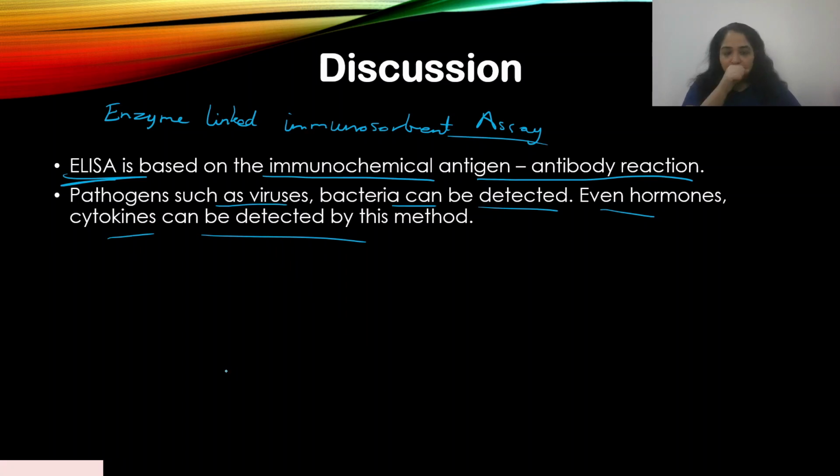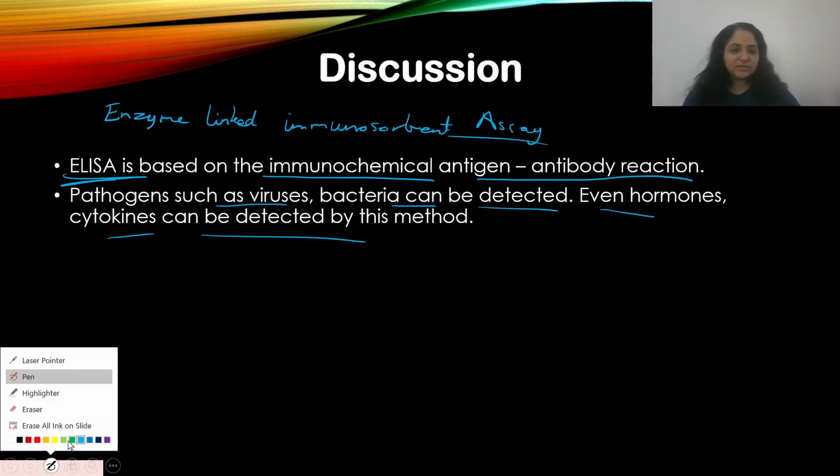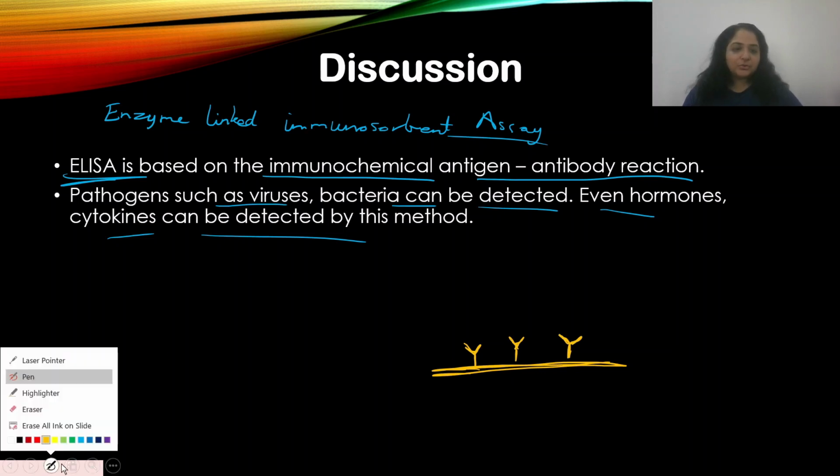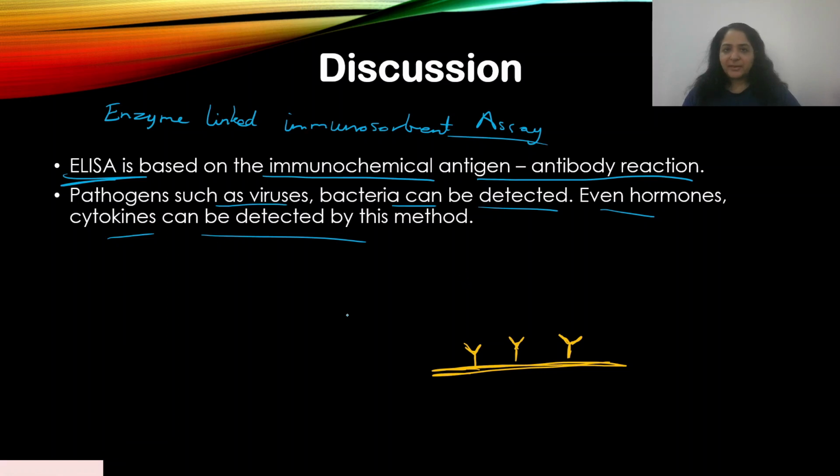Now let me just briefly explain what actually happens in ELISA. Let's say you have a plate here. There are two types of antibody that are used: a primary antibody and a secondary antibody. You have the primary antibody attached to the plate. Let's say you have your pathogen, your virus or your bacteria that you want to detect. When you put it on the plate, it will attach to this primary antibody.